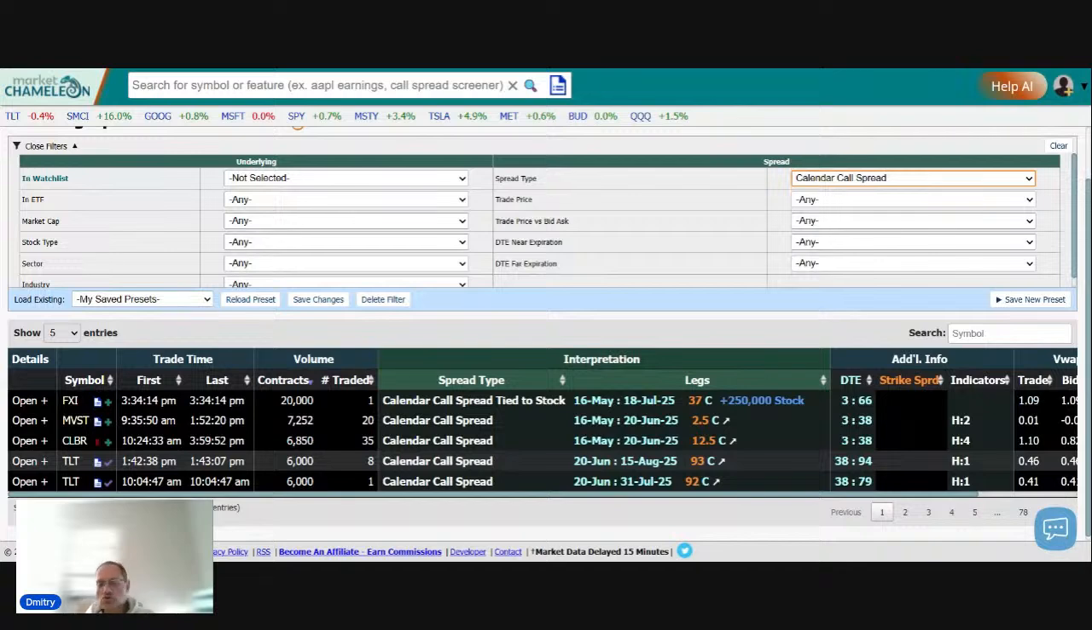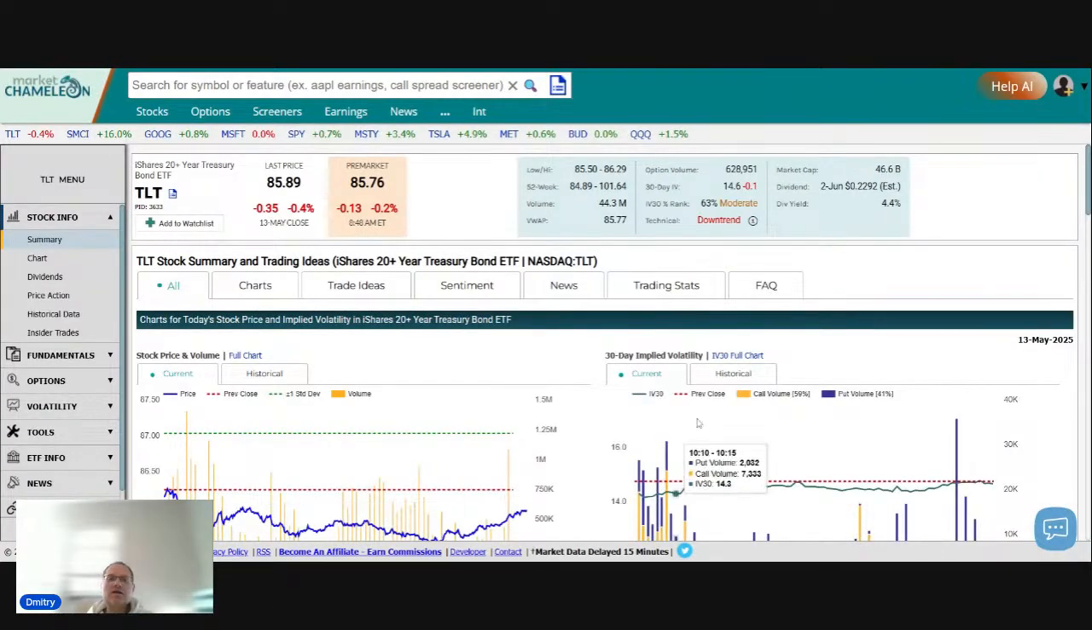But I'm going to just go to TLT and set it up just so you could walk through if you wanted to set it up yourself or set up a similar spread. So I'm going to click on TLT. And we come to this page. We want to go to the options chain on the left-hand side. We're going to click option chain.